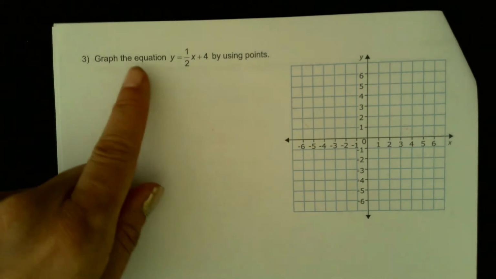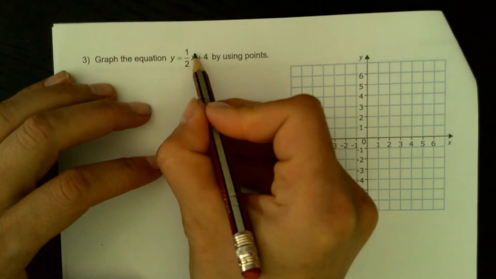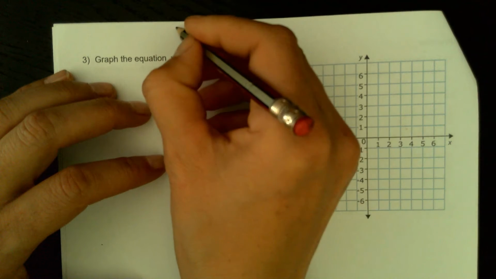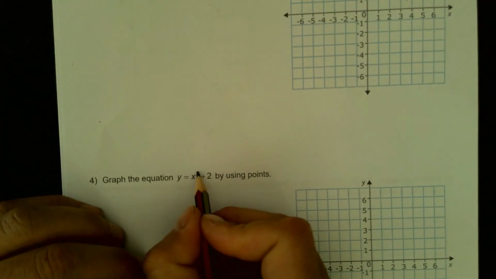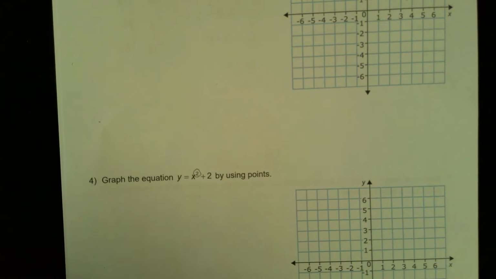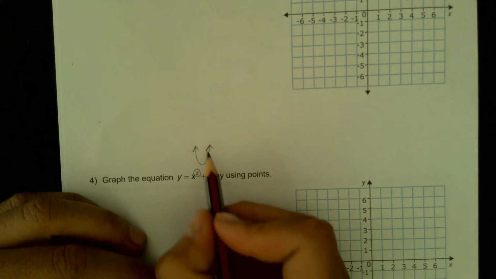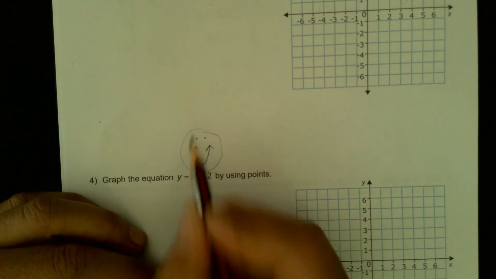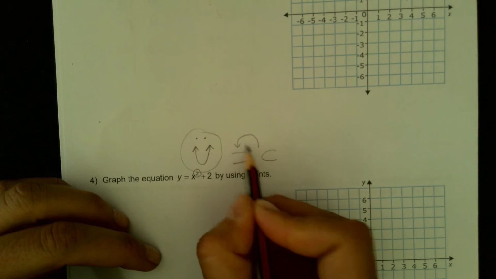Now it says, graph the equation by using points. So when we use points, we usually use at minimum 3 points. Now because this is just an x here, it means it's going to be a straight line. If I look at the next question, because it's a 2, I know because I'm a math teacher, and you will know eventually, that it's going to have a shape like this, like a happy face. It might be this way, it might be this way, or it might be sad.